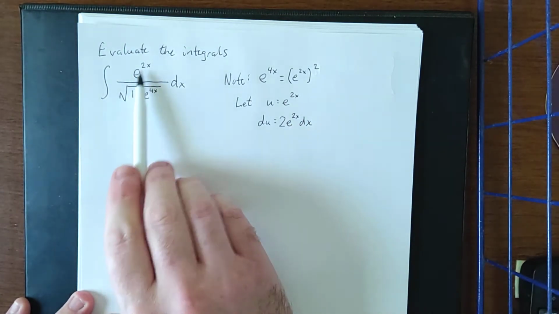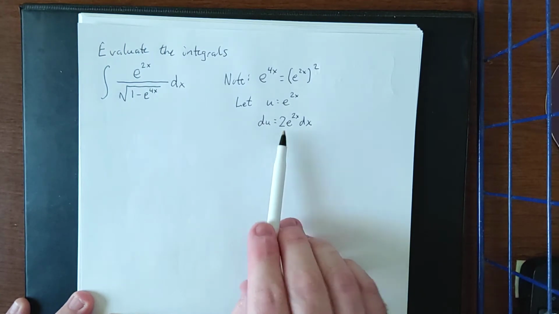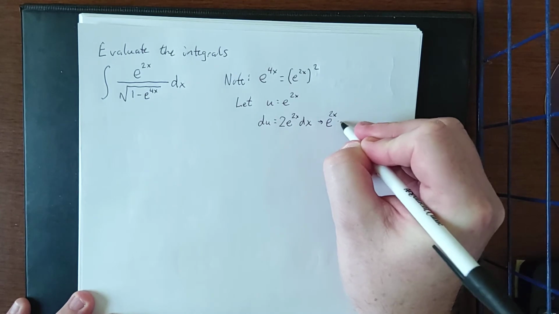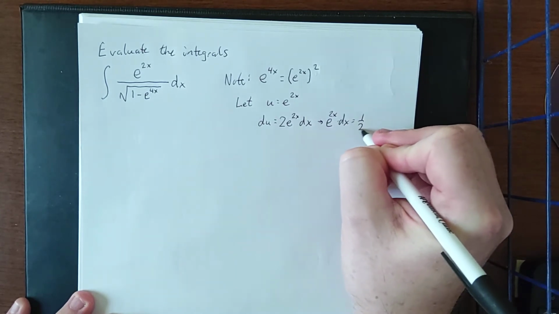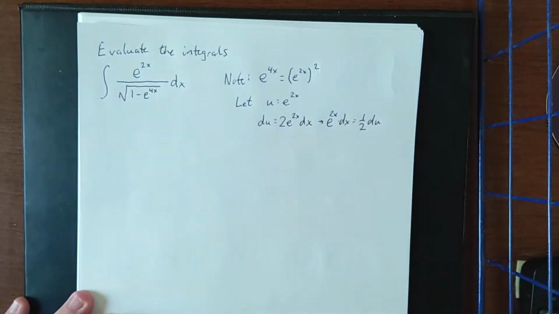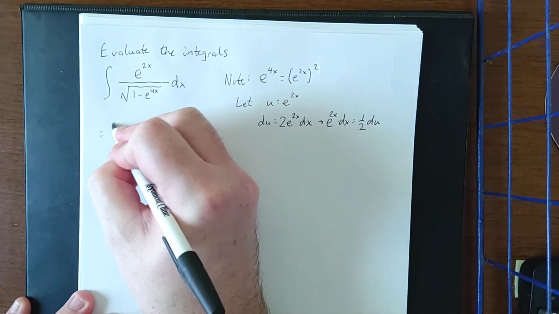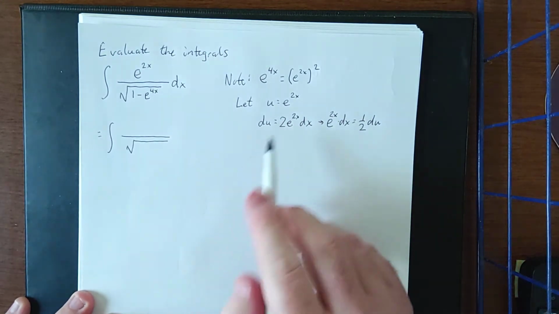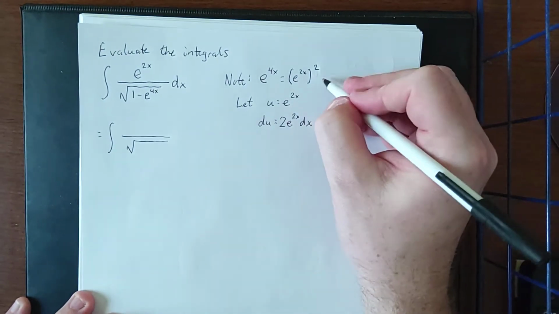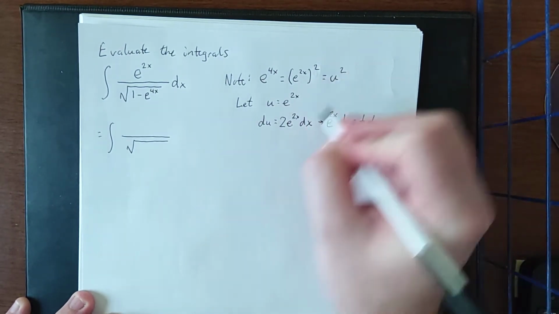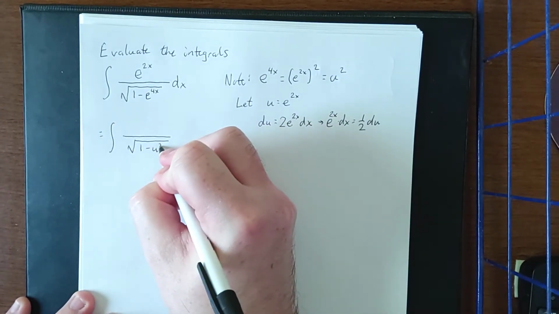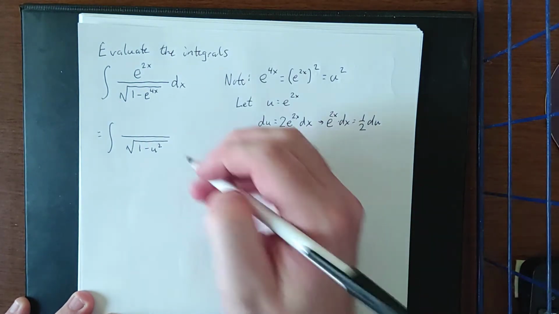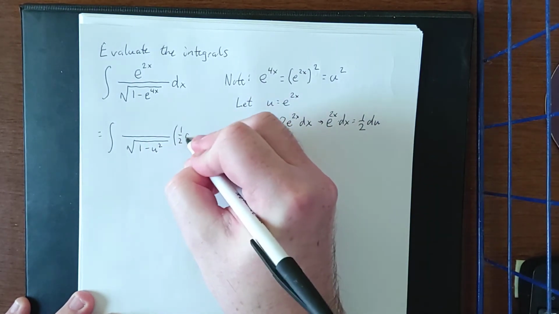Now we do have an e to the 2x and a dx lying around. What we don't have is that extra 2. So I'd like to point out that e to the 2x times dx will be substituted as 1/2 of du. So when all is said and done, in the radical and the denominator, as I pointed out just a moment ago, e to the 2x quantity squared would be u squared in this case. So this would be 1 minus u squared. The e to the 2x times dx is going to get substituted as 1/2 of du.